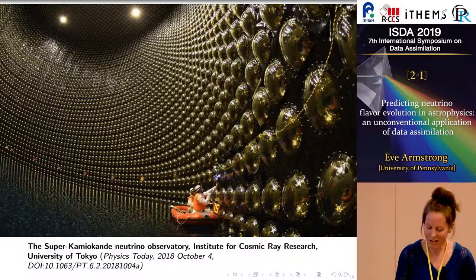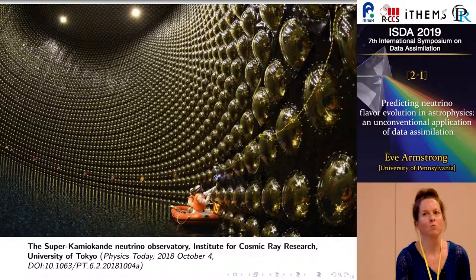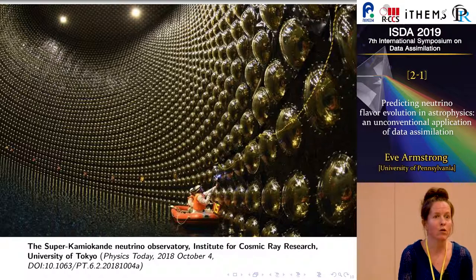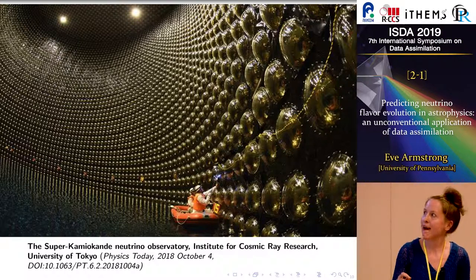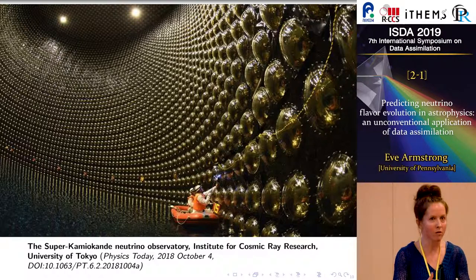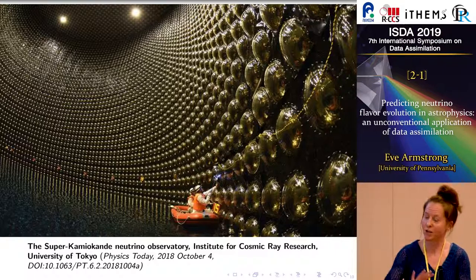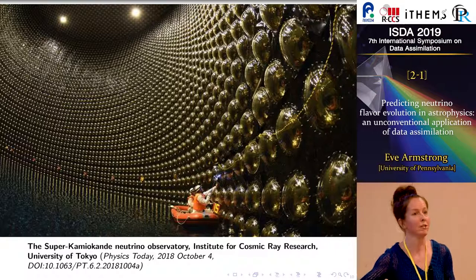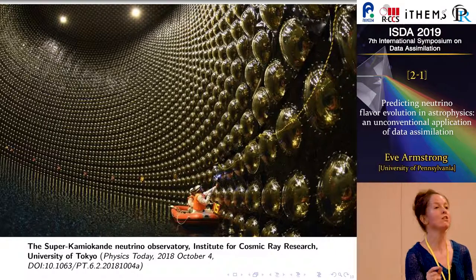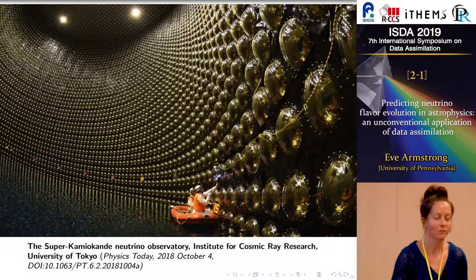So the question that I'm focusing on today is, is this the best design we've got? What do we need to measure in order to understand how the neutrino flavor evolved backwards in time from when we observed it at our detector all the way back to the supernova event? And importantly, neutrinos can change their flavor. We know this from the lab.